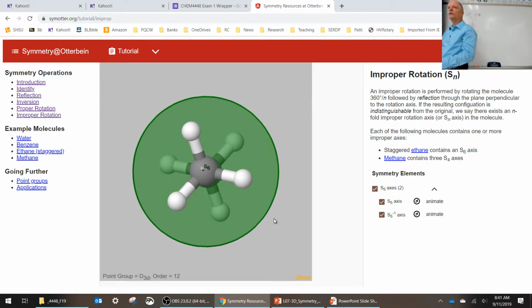So that's probably the most difficult one to see, but it happens in all these cases where you have a staggered rotation of two identical end pieces. So what do you think it is for ferrocene? Let me draw ferrocene for you.